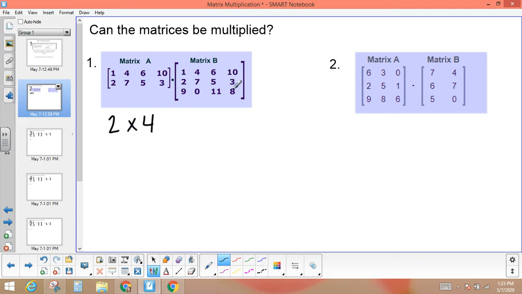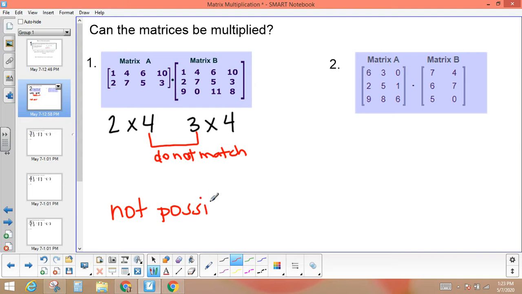This one has 3 rows and 4 columns. So to make the decision, can I multiply? You look at the columns of this one and the rows of this one. Do these numbers match? They do not match. All right, so that tells me that I'm not going to be able to multiply. So we would just say not possible. If I was asked to multiply, my answer would be not possible.